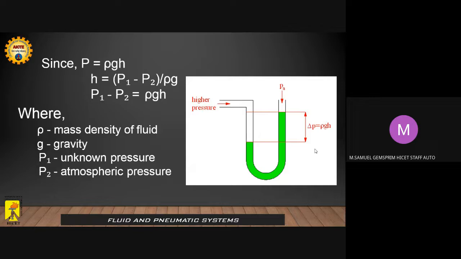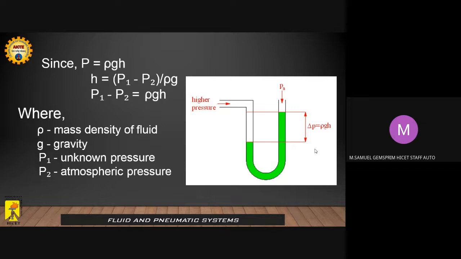So here we have a small animation. You can see, I hope. So very easily the working is demonstrated here. Okay, so when we have lower pressure, obviously there is a suction. This suction leads to a pressure difference, and if it is higher pressure, obviously there is a fluid rise in the other side of the tube.